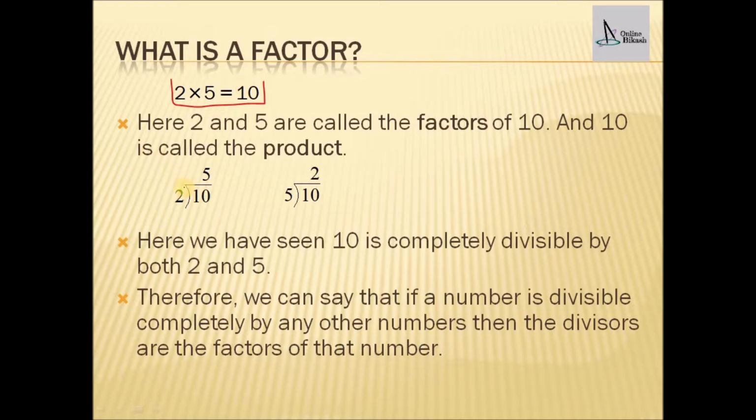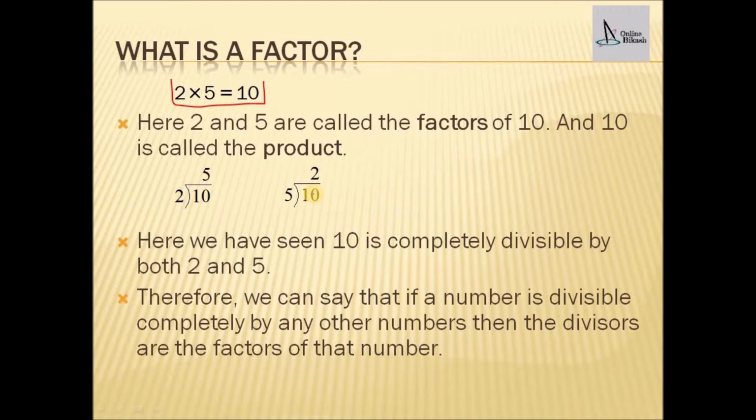Here you can see I'm dividing this 10 by 2. 2 5s are 10. Similarly, 10 is divided by 5 to get 2. Here we have seen 10 is completely divisible by both 2 and 5. Therefore, we can say that if a number is divisible completely by any other numbers, then the divisors are the factors of that number. In this case, 2 is the factor of 10 because 2 can divide 10 completely. Similarly, 5 is the factor of 10 because 5 can divide 10 completely.